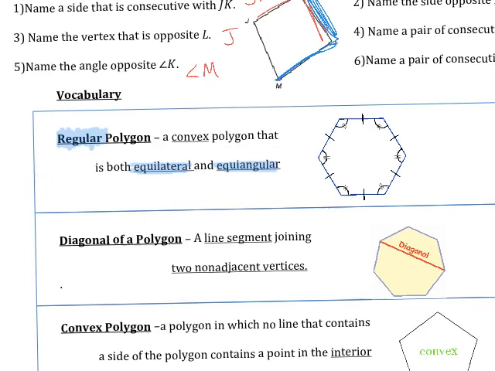A diagonal of a polygon, pretty simple. It just can't go from two consecutive vertices. So from one vertex to any non-consecutive vertex. So any vertex that's not beside it. Okay, so diagonals can be all over the place.